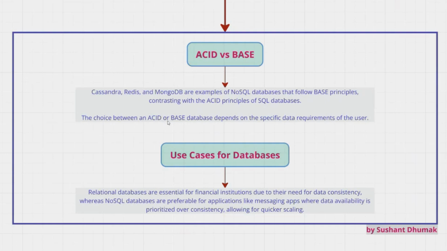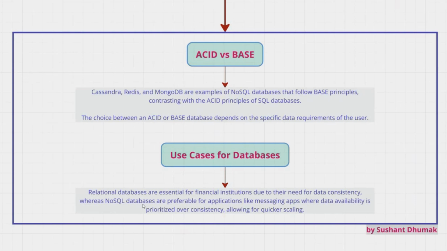So the choice between ACID and BASE databases depends on the specific data requirements of the user. That's why I mentioned some use cases for the database. You can see that relational databases are essential for financial institutions, as I mentioned in my earlier videos, because they need data consistency. For financial transactions or any kind of information that must be consistent, we use relational databases. NoSQL databases are mainly preferable for messaging apps, where data availability is prioritized over consistency, allowing for quicker scaling.